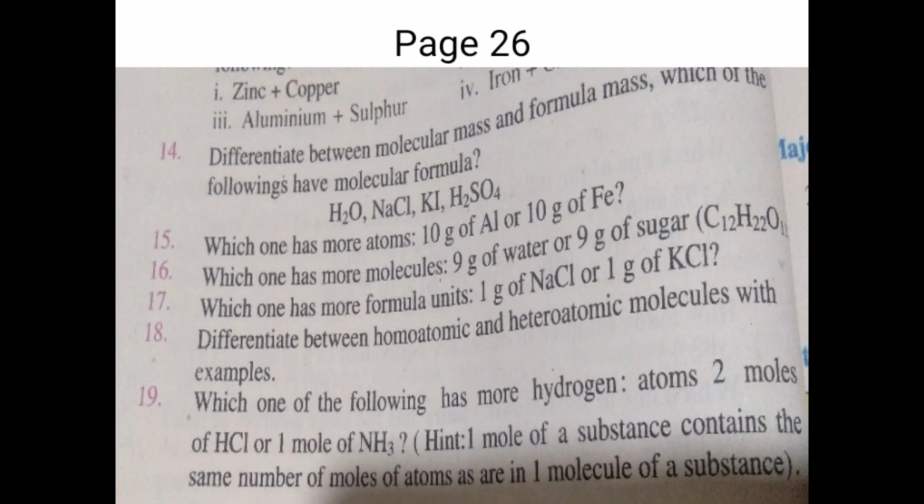Okay, now your chapter back exercise. Just look at page number 26. Question number 15 is asking which one has more atoms. Look, the grams are given. If you divide this gram by their relative atomic mass, you will know the number of moles. And if you know the number of moles, by multiplying moles with the Avogadro number, you can get the number of atoms. You try this question.